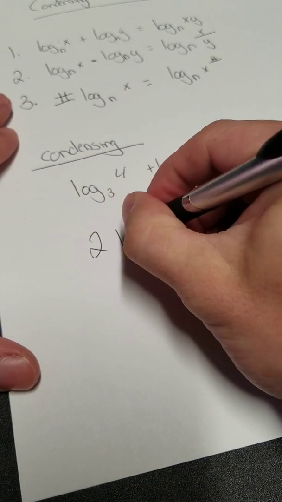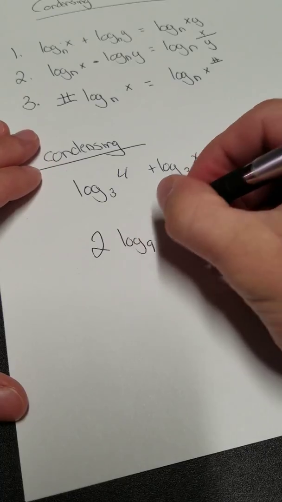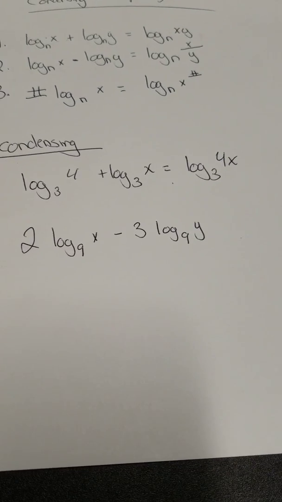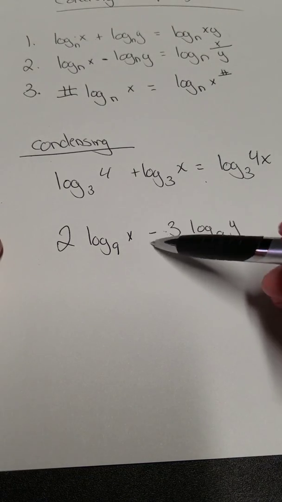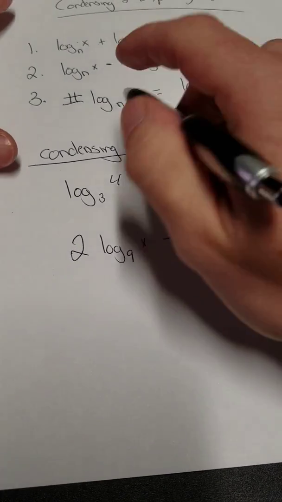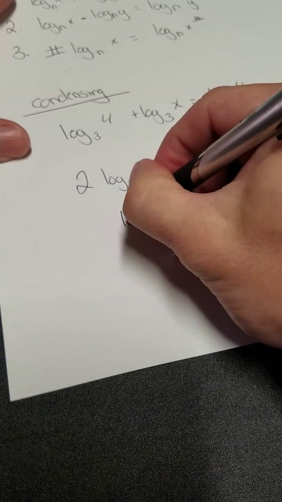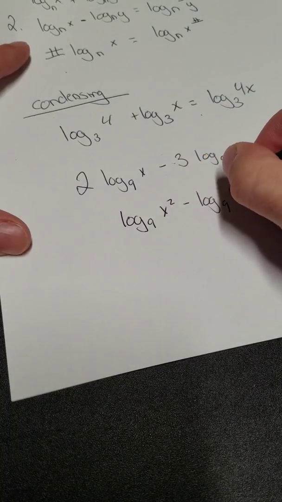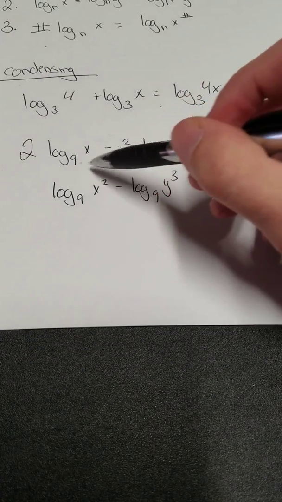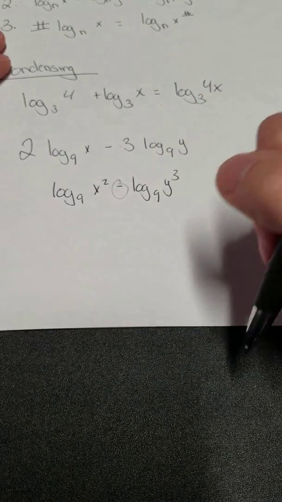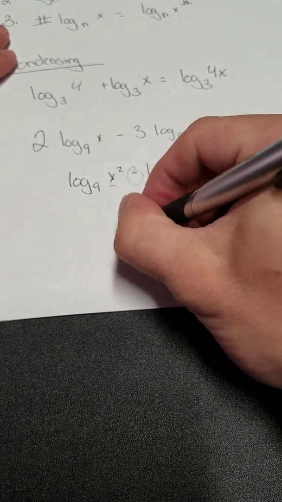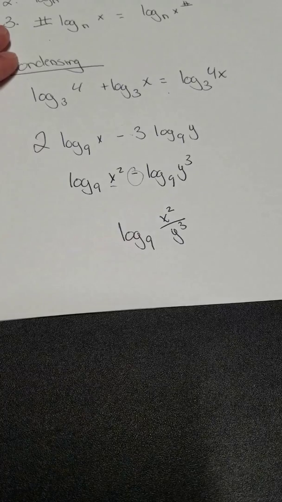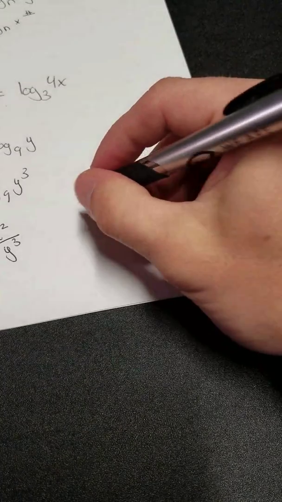Okay, let's say we have 2 log base 9 of x minus 3 log base 9 of y. Two things going on in this equation here, okay? You have the numbers down in front, and we have a subtraction. Well, let's deal with the numbers down in front first. Numbers down in front become exponents. So this is log base 9 of x squared minus log base 9 of y cubed, okay? So the numbers down in front simply moved up, became exponents. Now subtracting means divide. This is going to go on top. So the log base 9 stays, and then we just have x squared over y cubed, and that would be your solution.